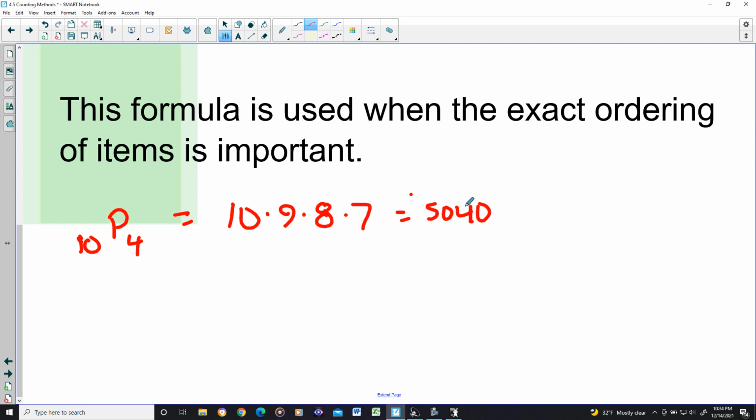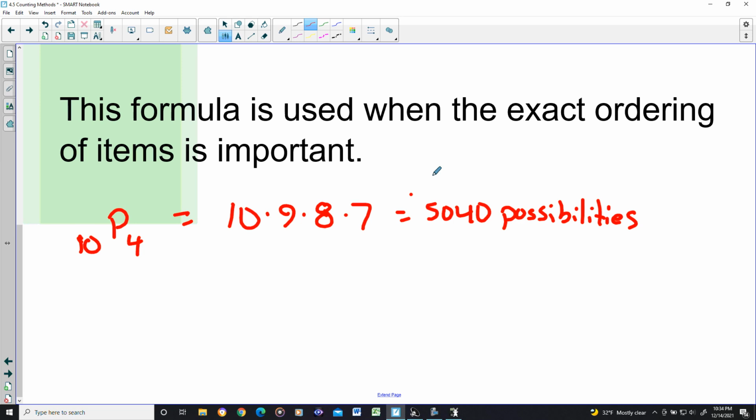All right, so anyway, 5,040 possibilities. Now, this number is accurate if we need them in a specific order.